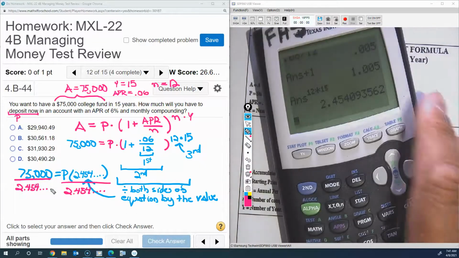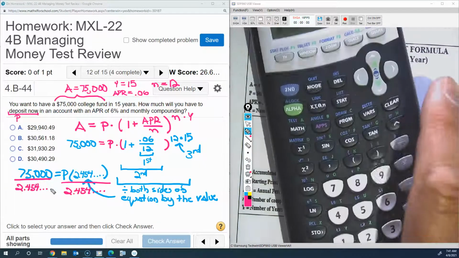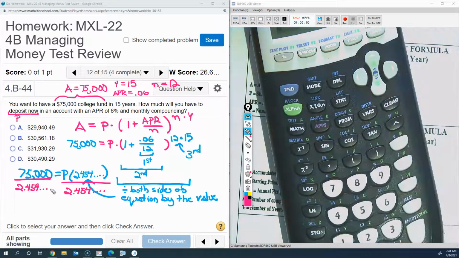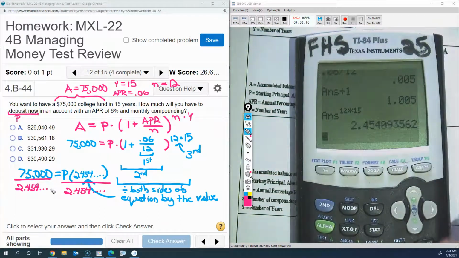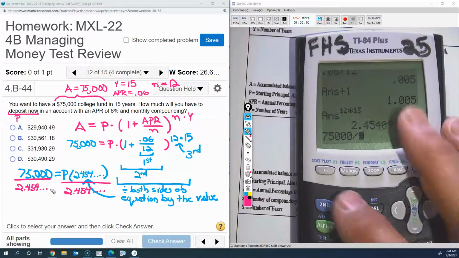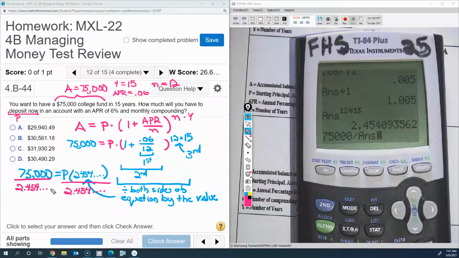Okay, so instead of having to recopy this, this is when I use that second and then the answer key down here. Okay, so 75000 divided by second answer, and that's what I would have to start with.